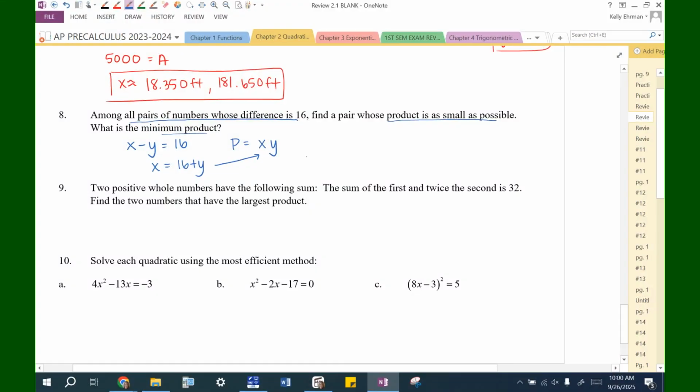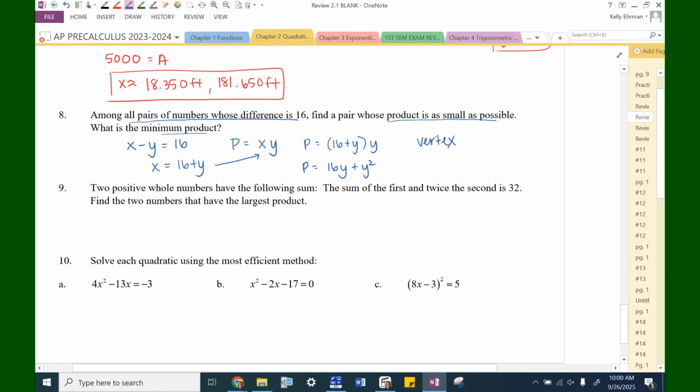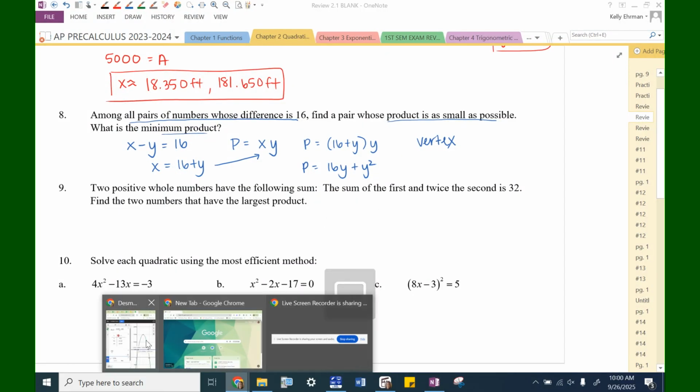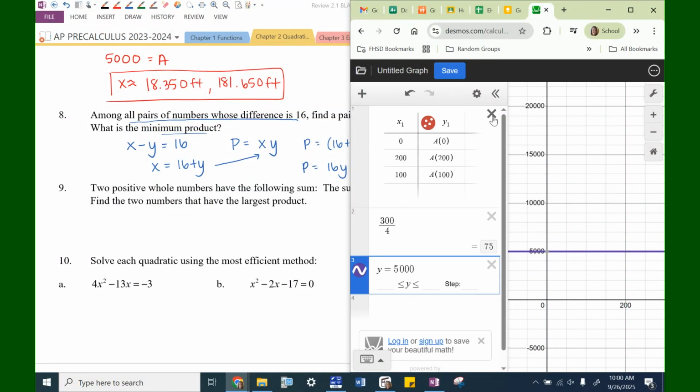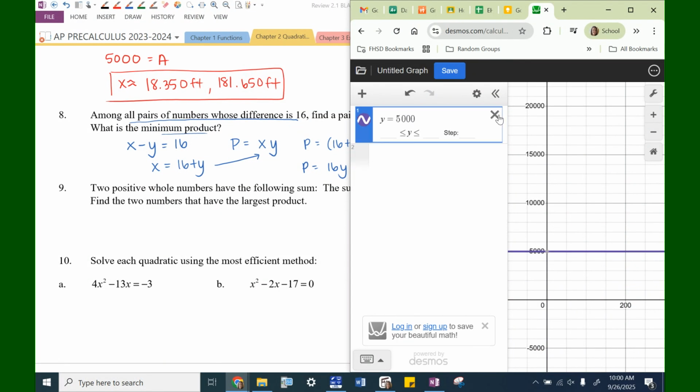Now sub that in for x. So now p is equal to, instead of x, 16 plus y times y. This makes p a quadratic. You don't have to distribute, but you can. And I just need to find the vertex. We could use the vertex formula on that. It might be just as fast as using Desmos, especially with things being zoomed, but I just want to show you just in case.